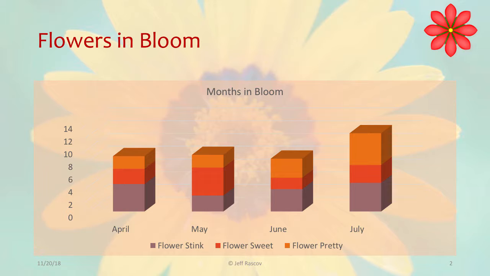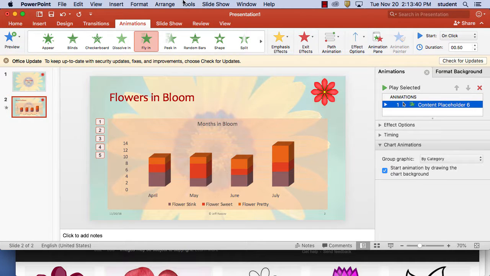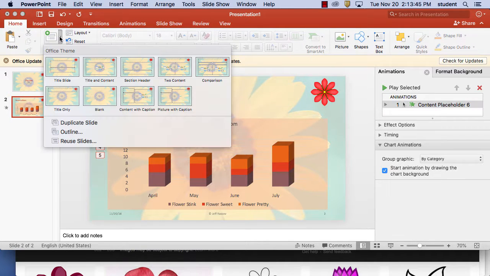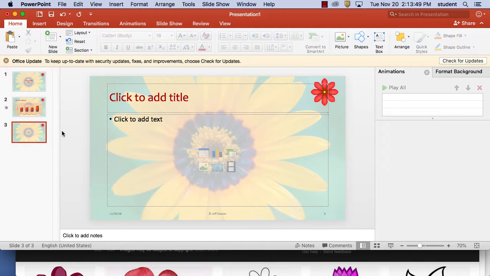Okay, let's try one real quick. We can do it. Let's do one more slide. Here we go. I'm going to insert another slide. How do I make this again? Under home, new slide. I'm going to go title and content right there. Do you see that? Title and content. Same thing. A new slide, title and content.